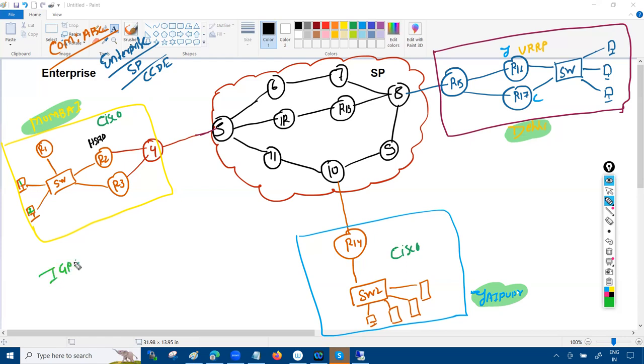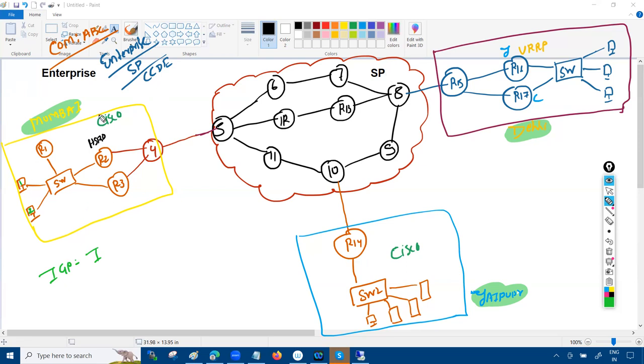IGP stands for Interior Gateway Protocol. So I'm not teaching you anything new right now. I'm not starting any topic right now. I'm just trying to differentiate the words enterprise and service provider, and how these guys are working internally, right?